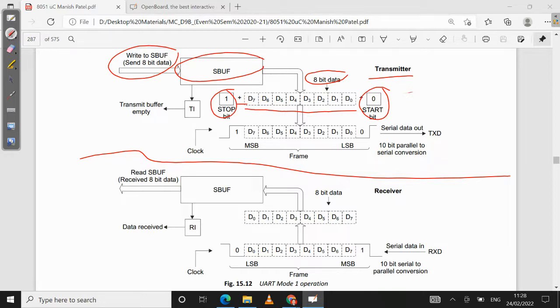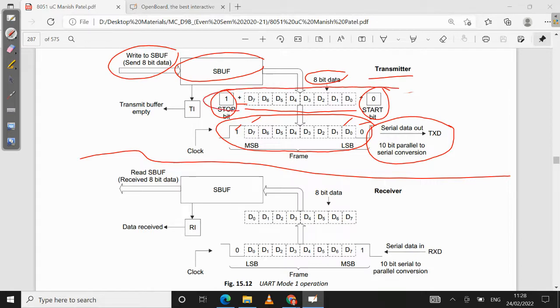Now you are transmitting the data, so you have the frame. This is called a frame. Can you see properly? The frame consists of start bit 0, the data D0 to D7, and then your stop bit 1. So this becomes one frame. Then you are transmitting this data. So this is a 10 bit parallel to serial conversion.